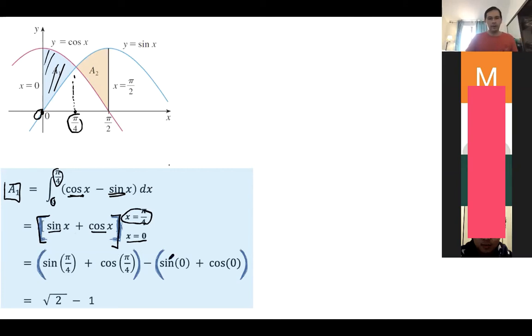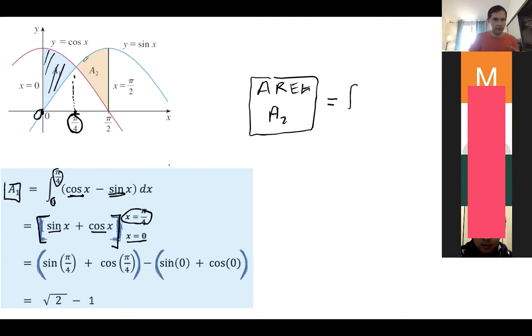We can do the same thing with A2. Just for practice, let's see what that would be. We won't be doing the computation, but it would be very simple, because it would be the integral from pi over 4. I'm looking at this area A2 now, this area of interest, and I want to know how to compute it. The integration will go from pi over 4 all the way up to pi over 2.